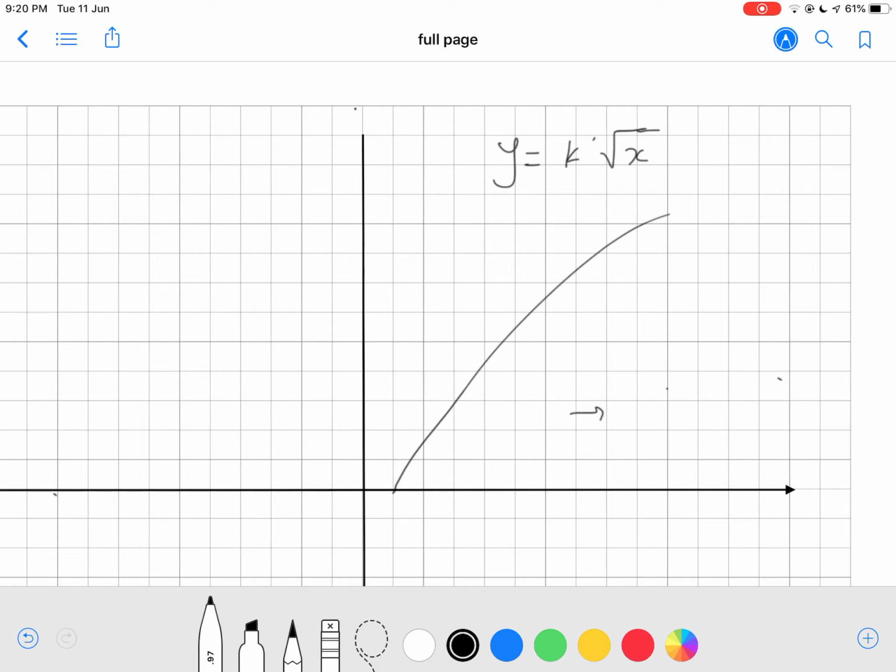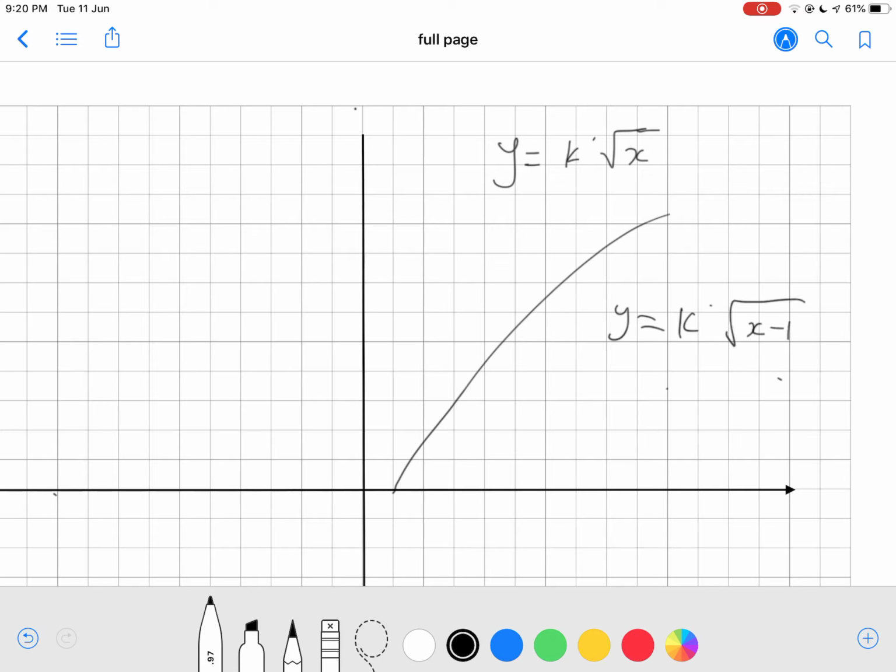Because when x equals 0, y should equal 0 for this equation: if x equals 0, square root of 0 is 0, and anything times 0 is 0. So if x equals 0, y must also be 0. But here, x equals 1 and y equals 0. Square root of 1 is 1, so that means our graph must have been shifted 1 unit to the right. So 1 minus 1 is 0, and our k value can't be 0. So we say y equals k times square root of x minus 1.